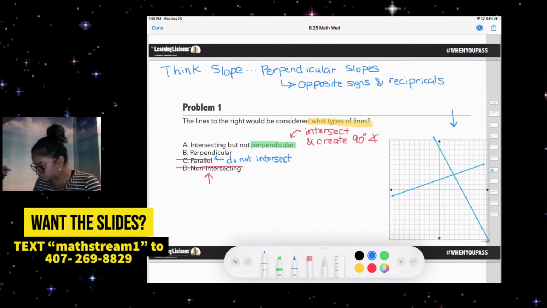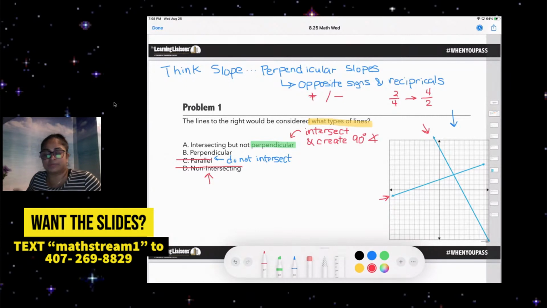All right, well, what do I mean by opposite signs? I mean if the first slope of this line is positive, then the second slope of the other line must be negative. So it's going to be positive and negative. And what is a reciprocal? You take a fraction, any fraction, and you flip it.